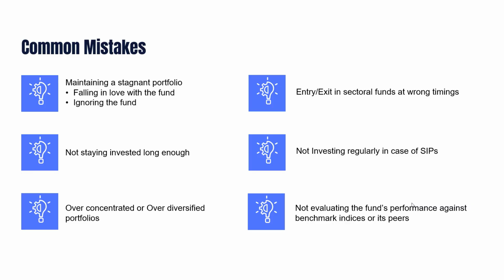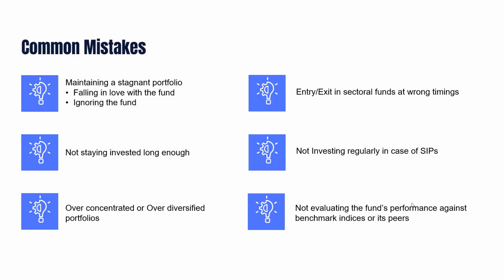The next one is you would have chosen a sectoral fund at the wrong timings. Okay, so for the sectoral fund, the entry timing and the exit timing is very important. Next one is not investing regularly in case of SIPs. And the last one, which is very important, is not evaluating the fund's performance against benchmark indices or its peers. This can simply be done by the method that I had stated now, and by staying invested in 4 and 5 star Crisil rated funds.